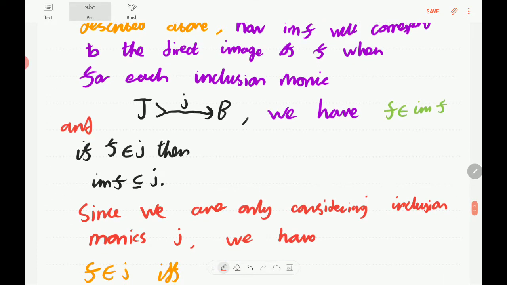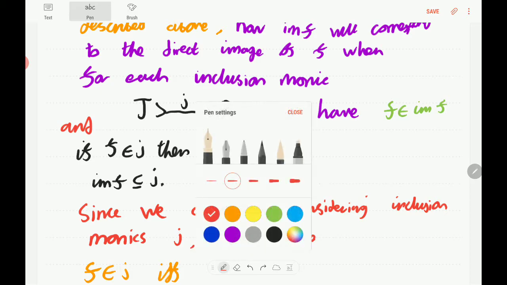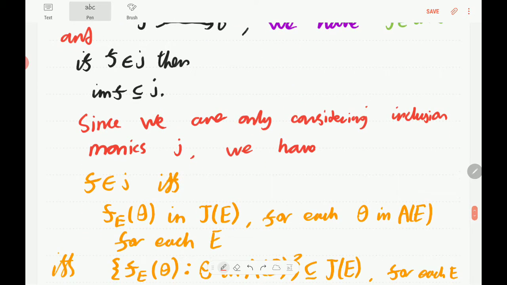So this is the complicated bit, because this is involving comparing with all these different inclusion monics J. So the question is, is there another way to say F is in J? And indeed there is. This is a kind of result which we've already come across.